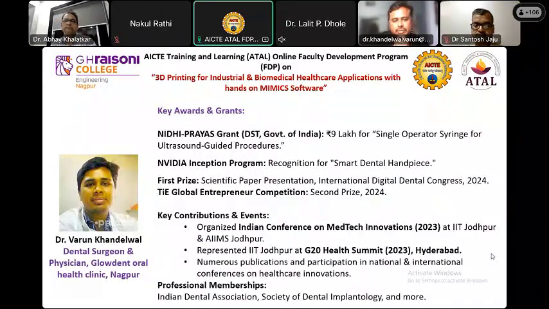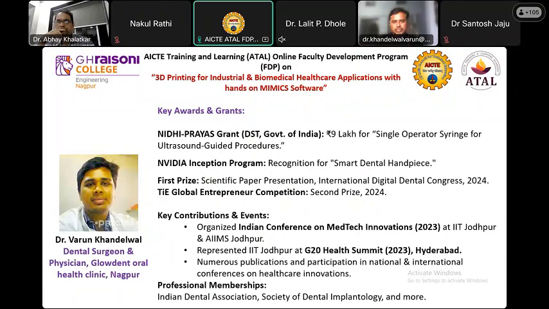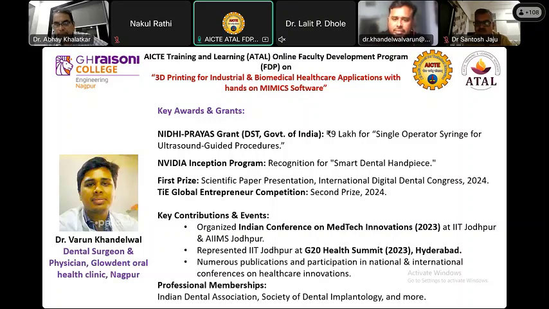There are so many awards and grants achieved by Dr. Khandelwal sir. He got first prize in scientific paper presentation at the International Digital Dental Congress held in 2024. Second prize in TI Global Entrepreneurship Competition in 2024. Nidhi Prayas grant from Department of Science and Technology, Government of India, with an amount of 9 lakh for a single operator syringe for ultrasound guided procedures. Sir has been selected for the NVIDIA Inception program for smart dental handpieces project funded by the Jodhpur City Knowledge and Innovation Foundation. Sir has successfully organized the Indian Conference on Meditech Innovation 2023 at Indian Institute of Technology Jodhpur and All India Institute of Medical Science Jodhpur.